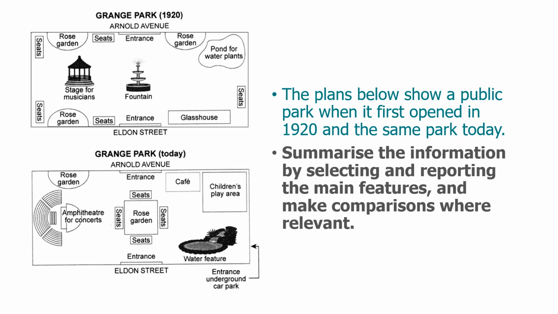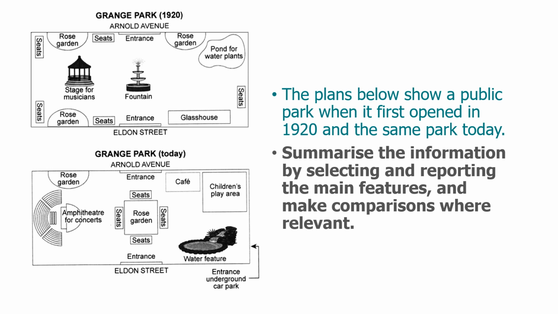As we can see from the screen, this is the typical IELTS Task 1 picture comparison type question. In this question, you are given two plans, and as we can see from the question, the two plans show a public park when it first opened in 1920 and the same park today.